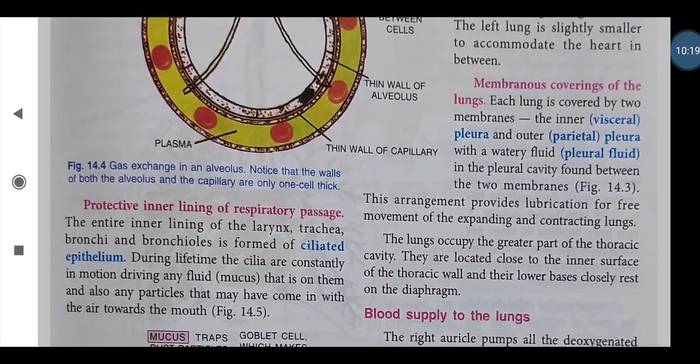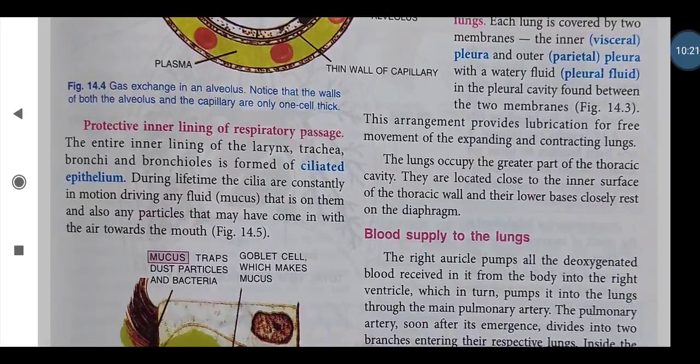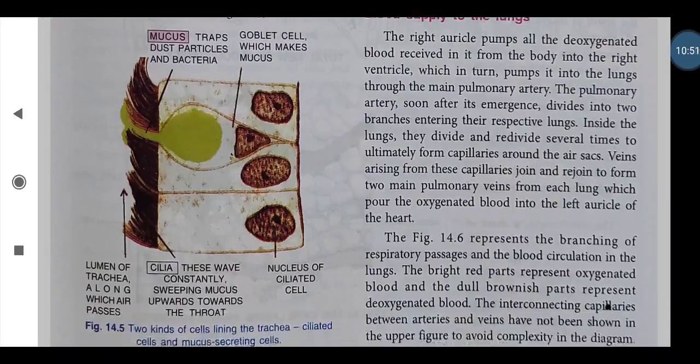Now, let's come to the protective inner lining of the respiratory passage. The entire lining of the larynx, trachea, bronchi and bronchioles is formed of ciliated epithelium. During life, the cilia are constantly in motion, driving any fluid that is on them, and any particles that may have come in with the air, toward the mouth.